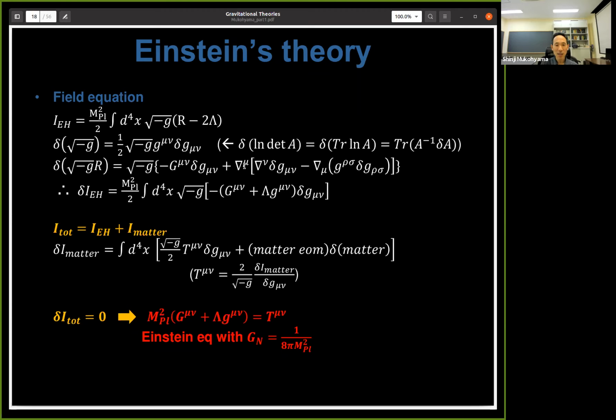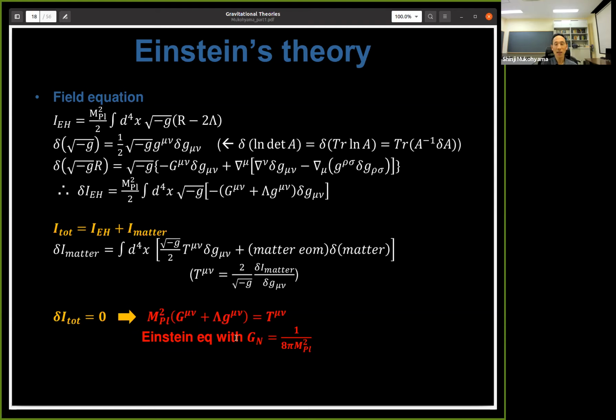This combination, times square root of minus g, is written as a total derivative, so we can forget about it as far as we talk about the local equation of motion. So then we have this. This comes from this one, and this comes from the variation of this times this. Now, by adding matter and demanding that the variation of the action with respect to g_mu nu vanish, we have this equation. This is the so-called Einstein equation.